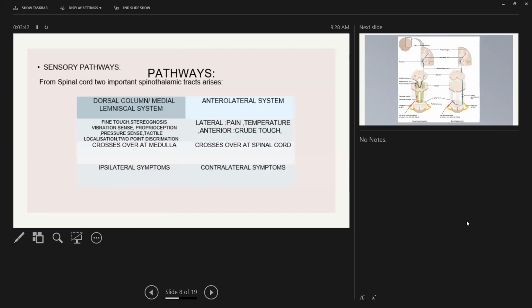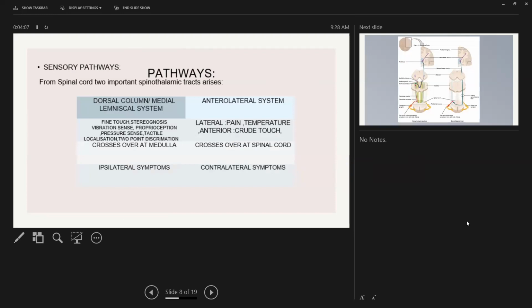Then we have the pathways. The first pathway is the sensory pathway. From spinal cord, two important spinothalamic tracts arise. The first one is dorsal column, also known as the medial lemniscal system. And the second one is the anterolateral system. The dorsal column carries sensation like fine touch, stereognosis, vibrational sense, proprioception, pressure sense, tactile localization, two-point discrimination.